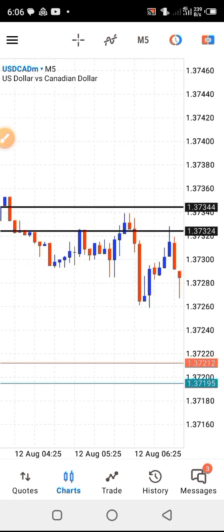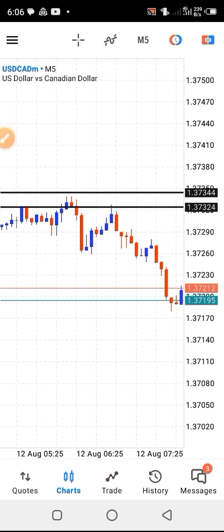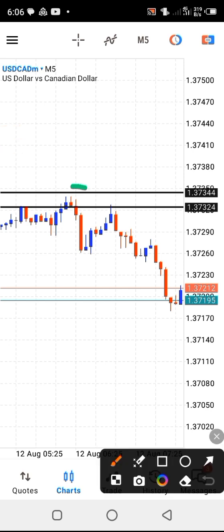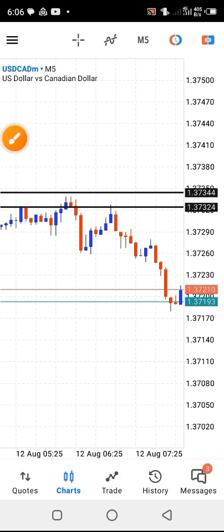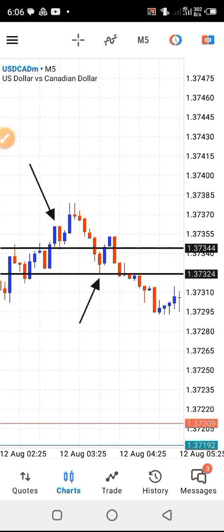So let's see. Look at what happened. Price got back here, price got back to that level, okay, and gave us an opportunity to sell to the downside. So the reverse is the case when you're also dealing with a bullish breaker block and a bullish mitigation block.